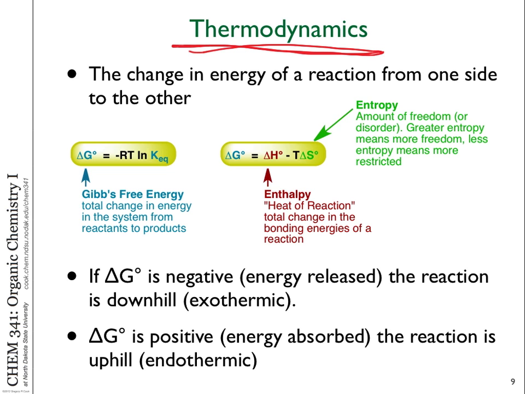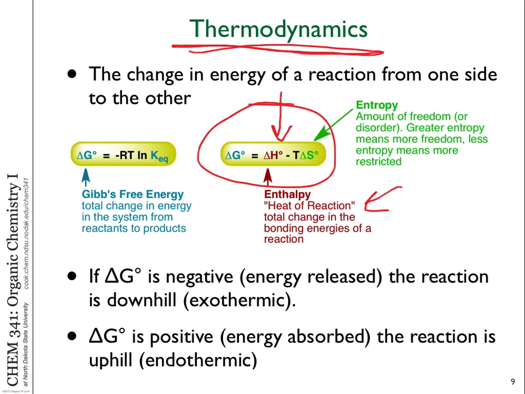Now, we can estimate the overall delta G, or Gibbs free energy, for a reaction process by looking at just the heat of reaction, or enthalpy. The enthalpy is given by delta H, and it's just referring to the energies of the bonds. So you're comparing bonds broken versus bonds formed in the overall process. Sometimes referred to as heat of reaction.